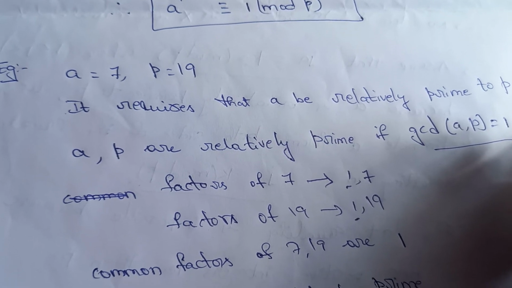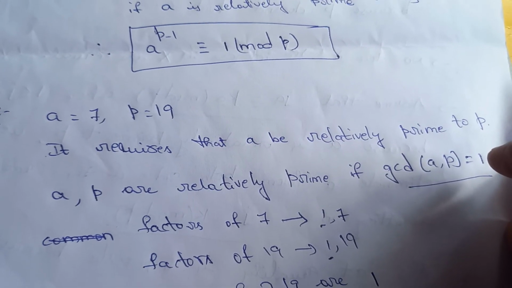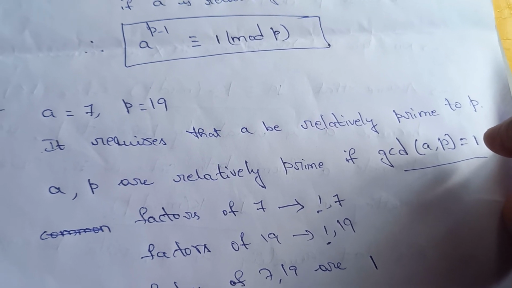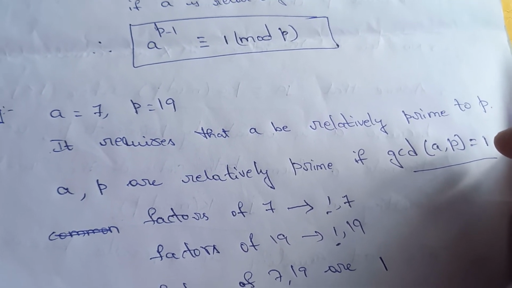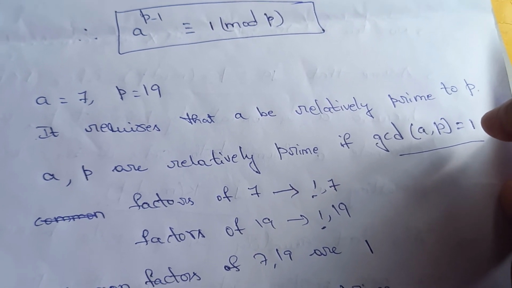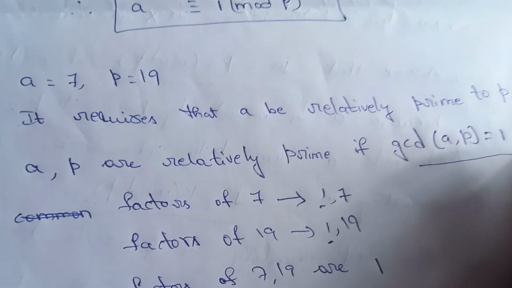So a equal to 7, p equal to 19. We should prove that a power p minus 1 is equivalent to 1 mod p. Here we have taken the a value 7 and p value 19. Now we need to prove 7 power 18 is equivalent to 1 mod 19. So let's see here.